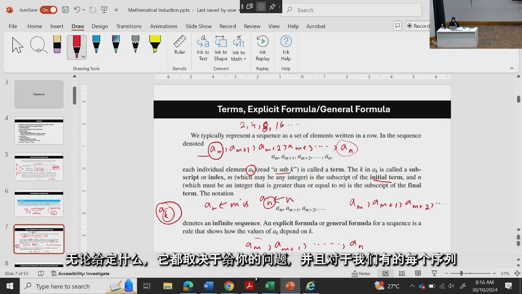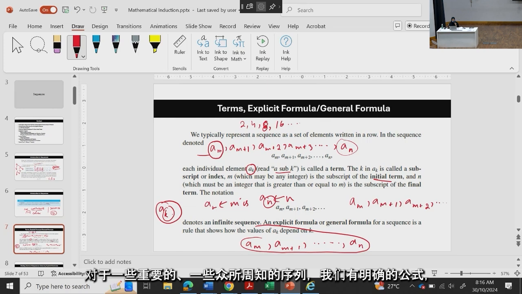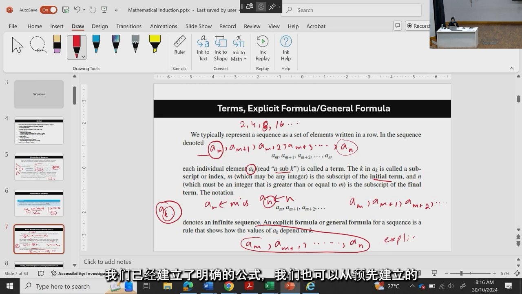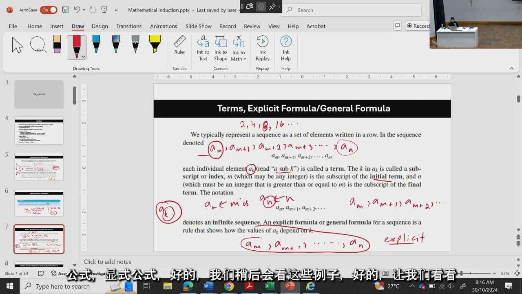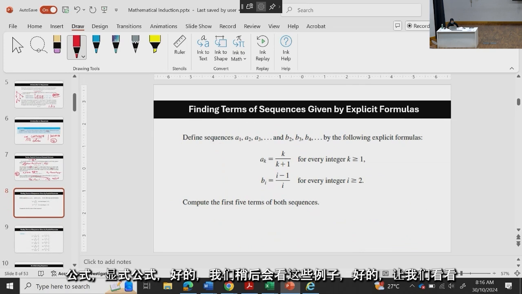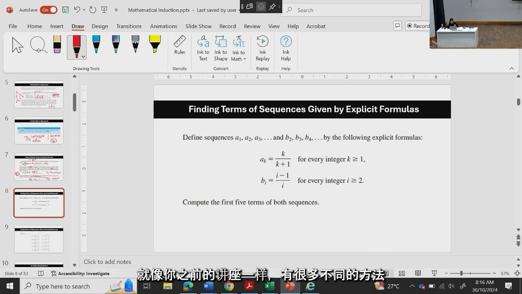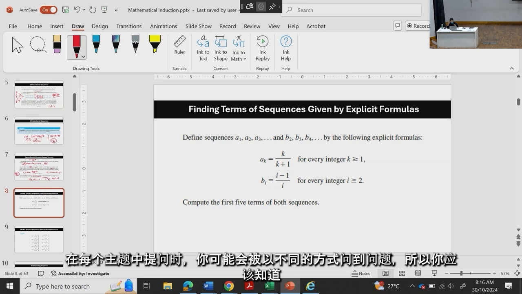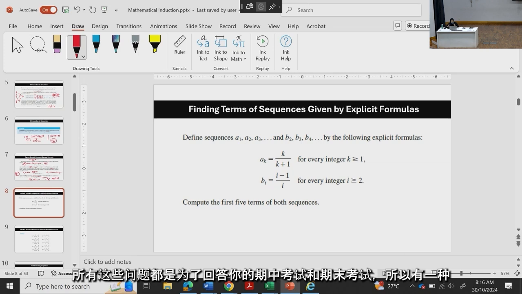And for each sequence, for some important, well-known sequences, we have explicit formulas, already established, and we can also find explicit formulas from pre-established formulas. We'll look at examples of these later on. Okay, let's look at this. Just like your previous lectures, there are different ways of asking questions in each topic. You could be asked a question in different ways, so you should know all of those in order to answer in your midterm and also your final exam.